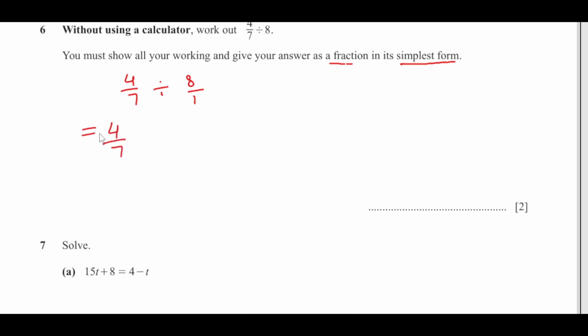So now when we change this division to multiplication, we take the reciprocal, 1 over 8. Now 4 times 2 is 8. So we have here 1 over 14. That is the final answer, 1 over 14.